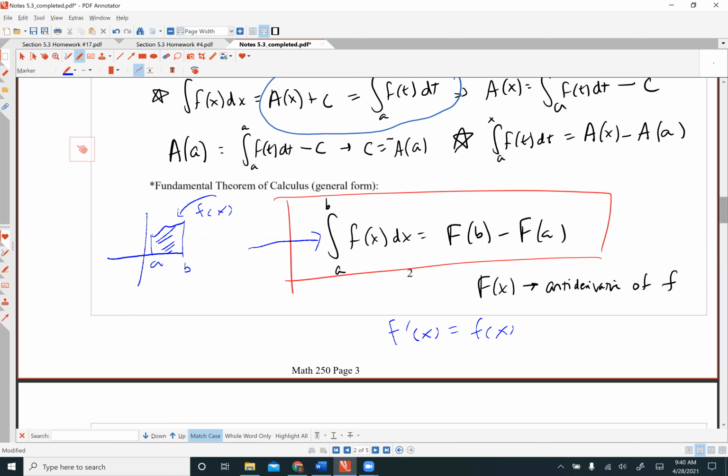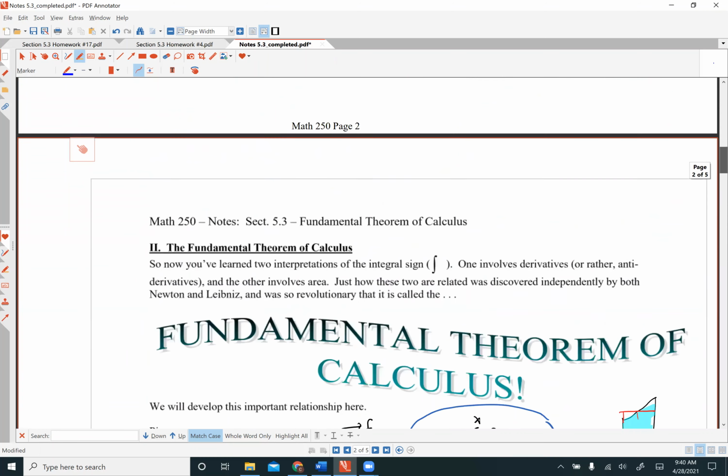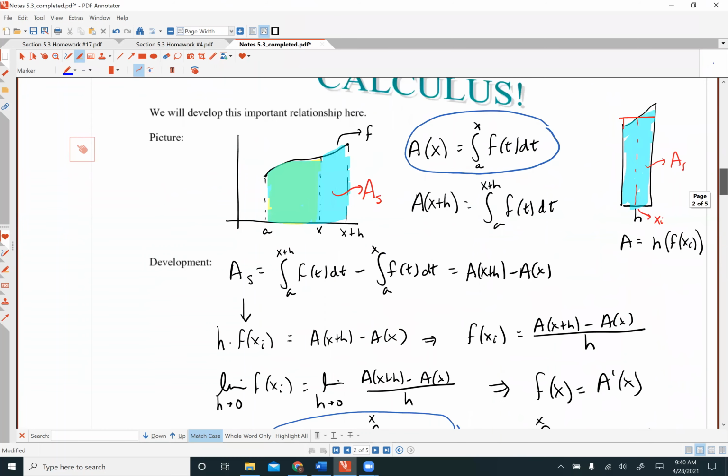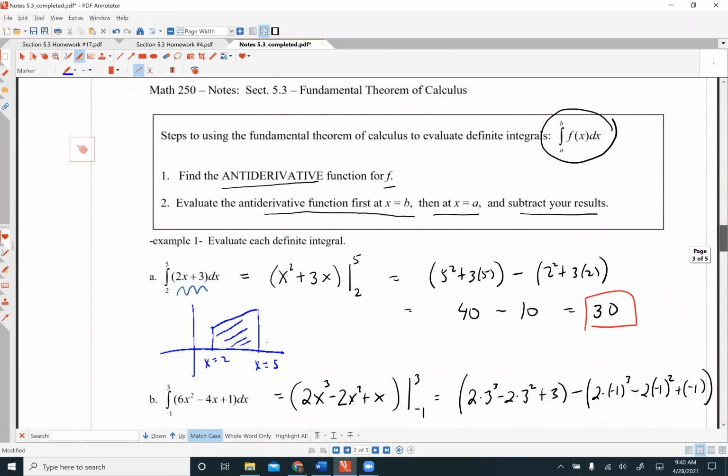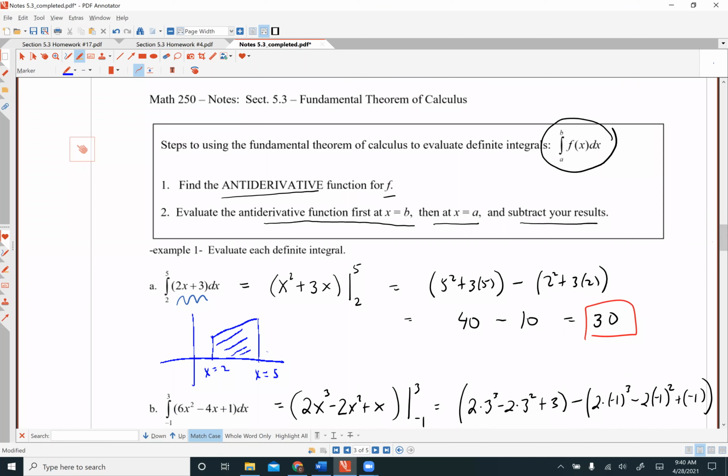So let's just look at a simple example right here. And I think I have this below right here. Let's just look at this problem A right here. So in the last unit, 5.2, remember that the integral from 2 to 5 of 2x plus 3 represents the area bounded by the graph of 2x plus 3 and the x-axis. So from x equals 2 to x equals 5, and I tried to shade it in right there.